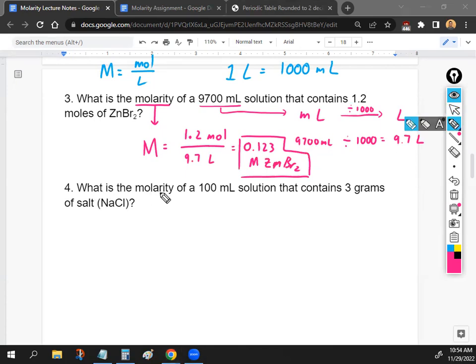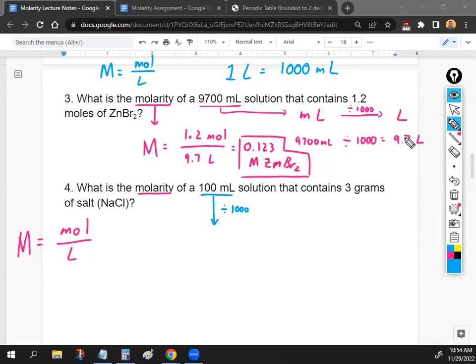It's asking us what is the molarity, and so again, we're using the same equation. I hope you're noticing that everything is kind of going back to this equation right here. We're looking for molarity. Now, it's asking us to find the molarity of a 100 milliliter solution. If you see milliliters, we're going to turn it into liters. So let's just do that right off the bat.